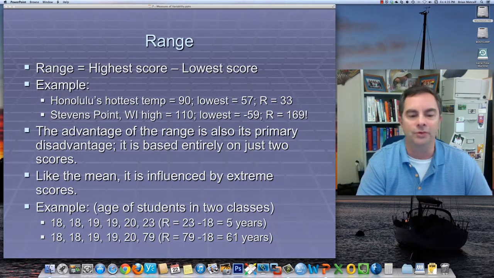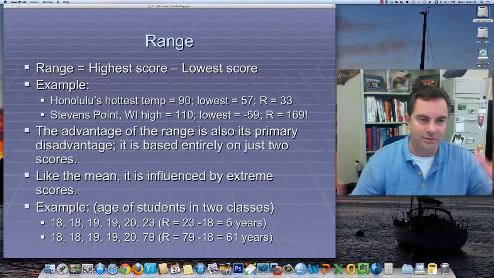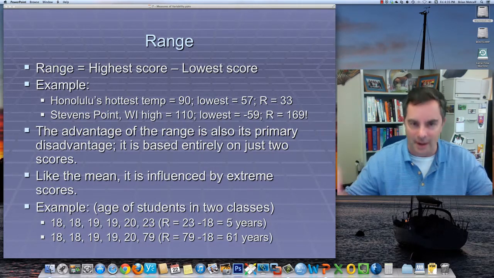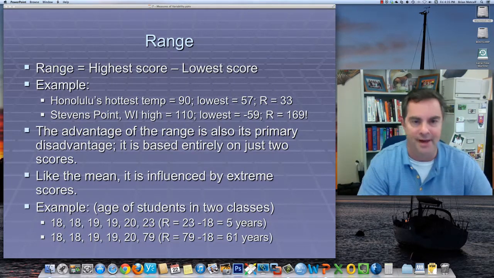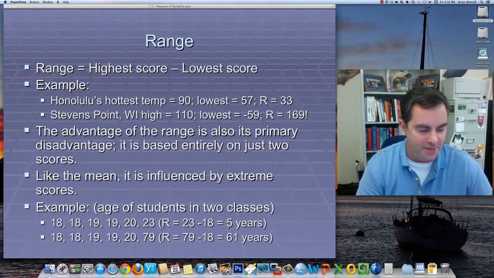Okay? So don't forget that. When I ask for a range, I'm not asking for the two high and low scores. I'm asking for a single number that reflects that. So do the math, okay? So that's the range, okay?